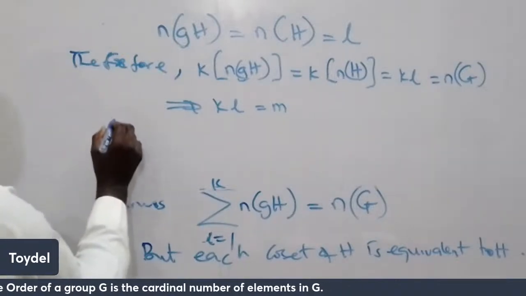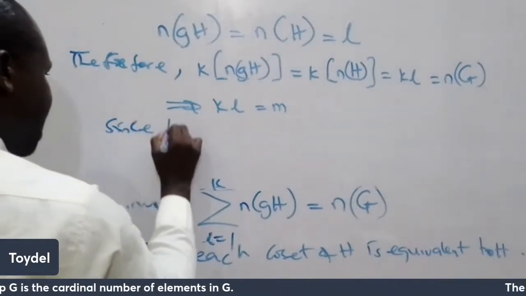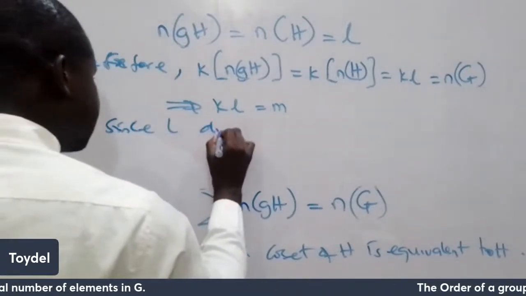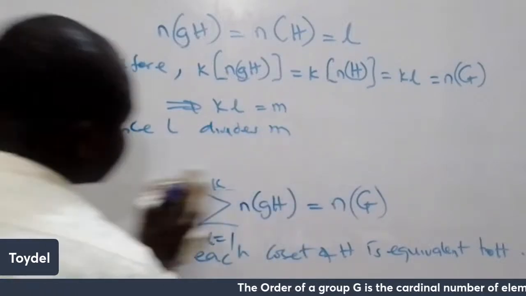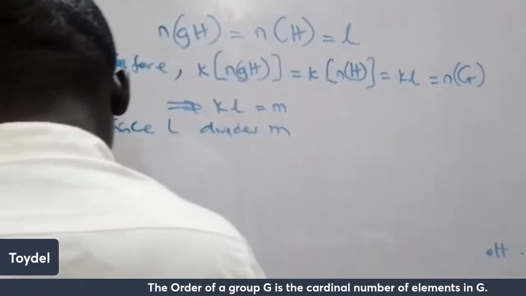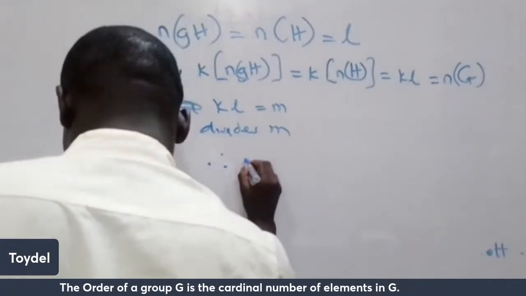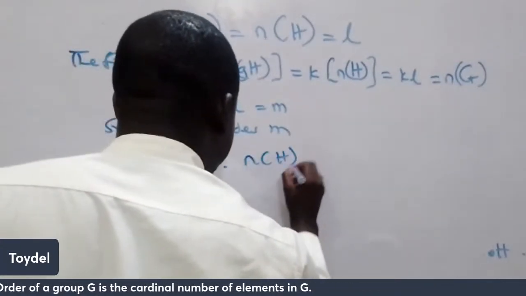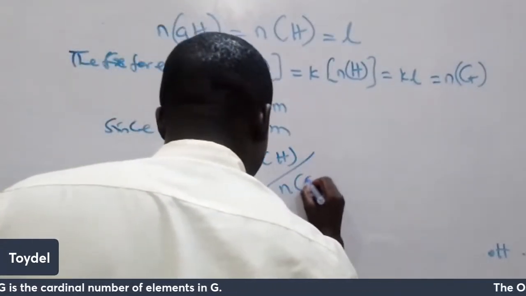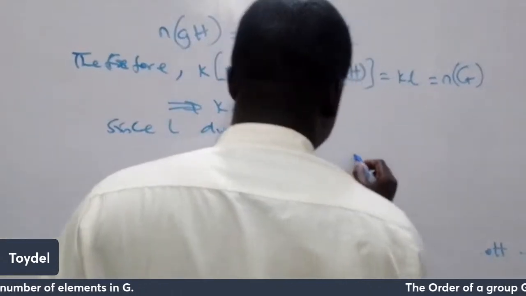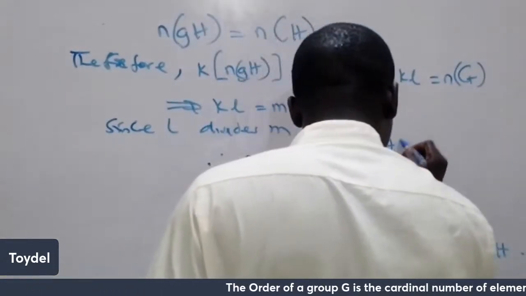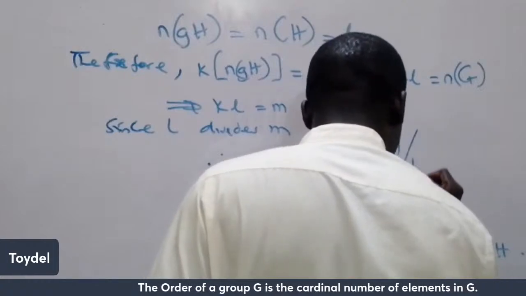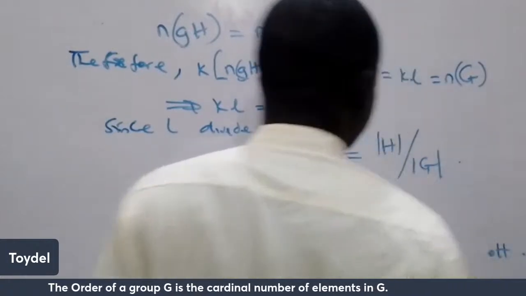We now say, since L divides M, therefore N of H divides N of G. That is the same thing as the order of H dividing the order of G. And that is the end of the proof.